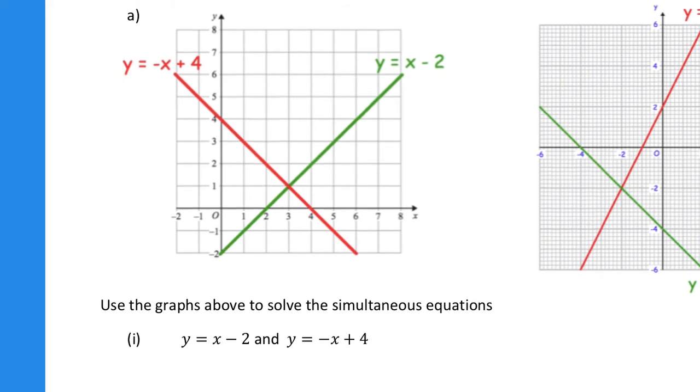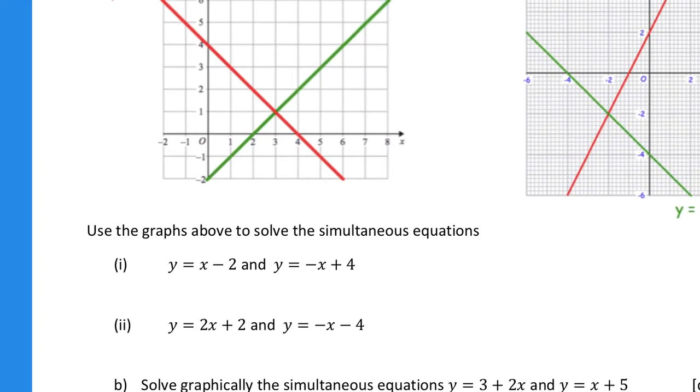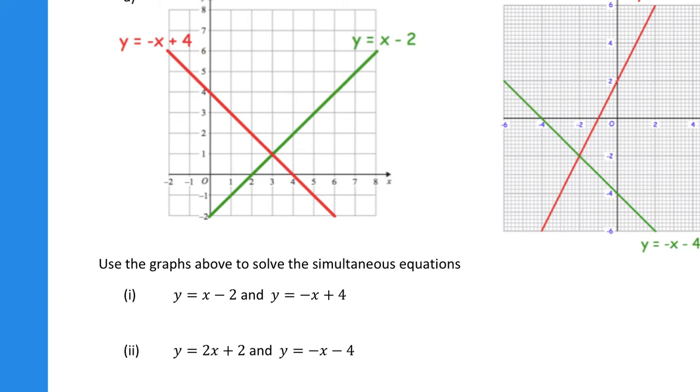It says use the graphs above to solve the simultaneous equations. The first one is y is equal to x minus 2, y is equal to minus x plus 4. Just pull that down so we can see it. The solution is just going to be the coordinates of that point. So that point is 3, 1. So your answer is x is equal to 3, y is equal to 1. And that is it done.